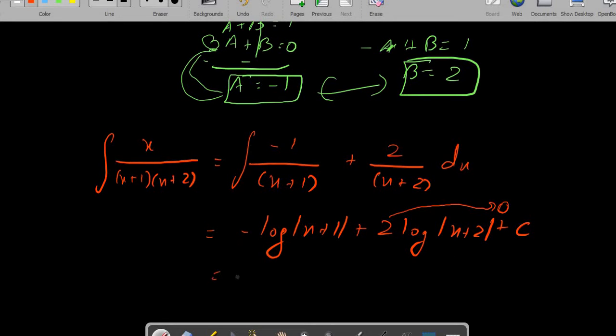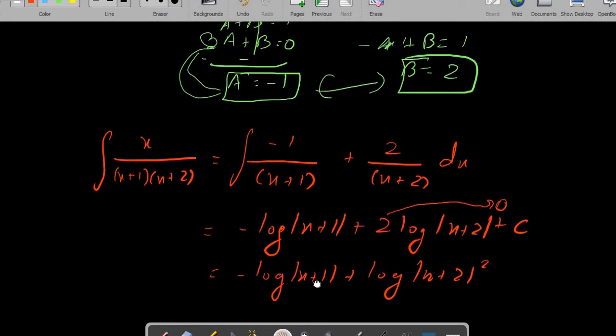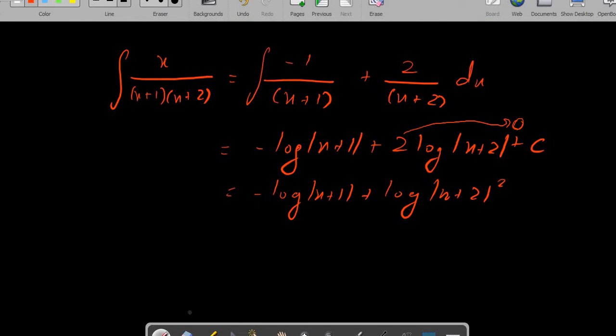What will this become? Minus log of x plus 1 plus log of (x plus 2) whole square. Now if I write this in reverse, that is just to make it easier for some of you guys, this could be log (x plus 2) whole squared minus log of (x plus 1).